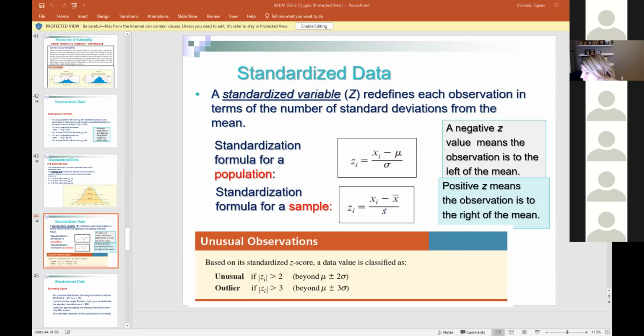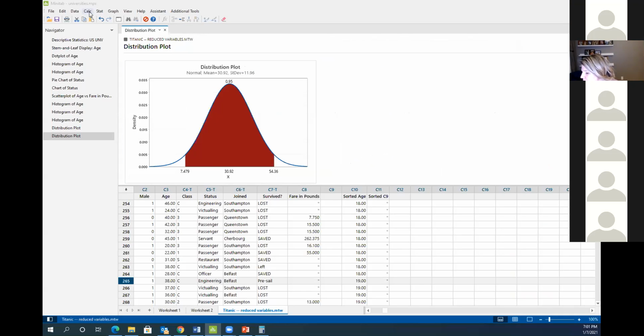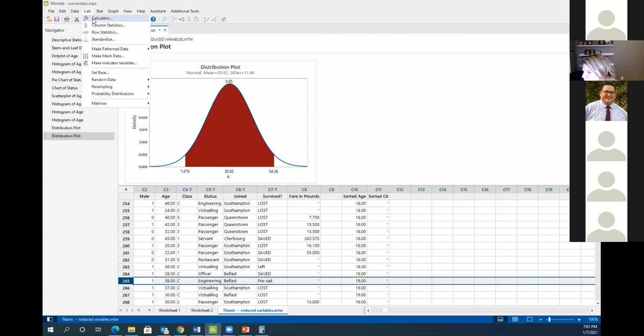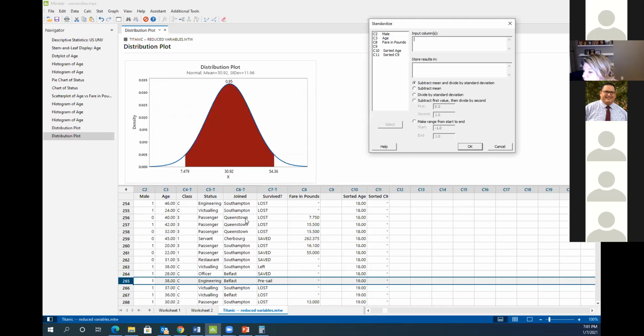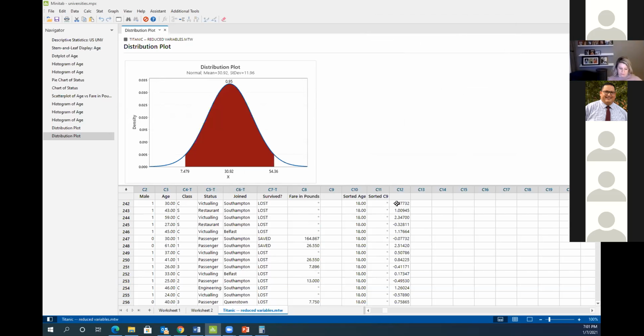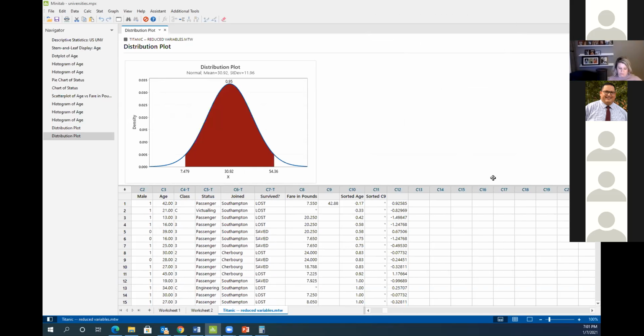Can you see my Minitab now? Yes. Yes. So under calculate, we have standardize. Can you see this? And I'm just going to do for age column, store results in C12. Here you can see clearly, this is, so 42, which is 30. What is the value of 32 point something divided by so this is standardized. This data has been converted into standardized format.